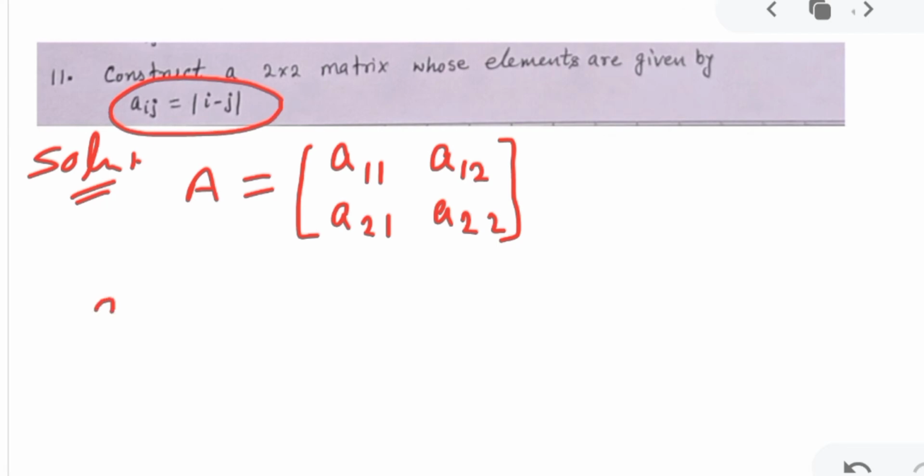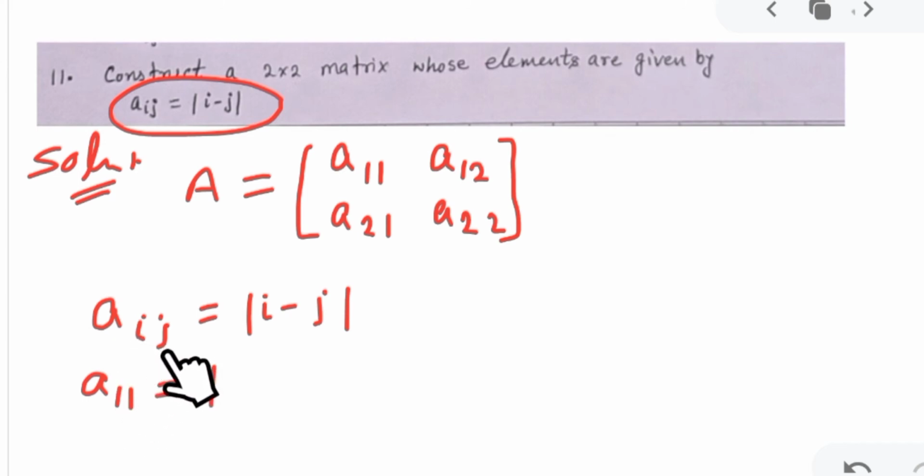What is given? aij is equal to mod of i minus j. Using this relation, I will find the value of A11. A11 means i value is 1 and j value is also 1. So I will put mod of 1 minus 1. Mod of 1 minus 1 means mod of 0, which will be 0.